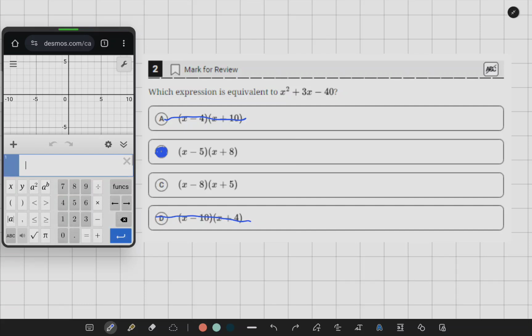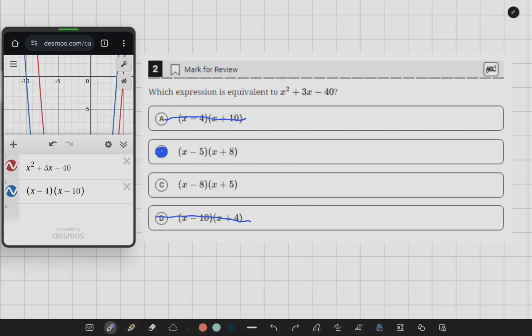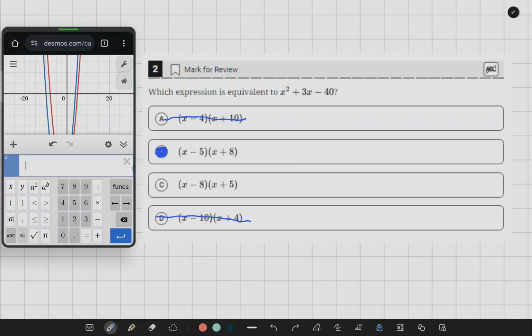Now in Desmos, we can also check or solve this one. So that can be done by first putting in the initial equation. So we have x squared plus 3x and then minus 40. So we have that one, and then I'll put in A for reference. So x minus 4 times x plus 10. If you see here, they don't actually line up correctly. Okay, so they don't actually line up correctly in here. So that's how we know that it's not going to be that first one.